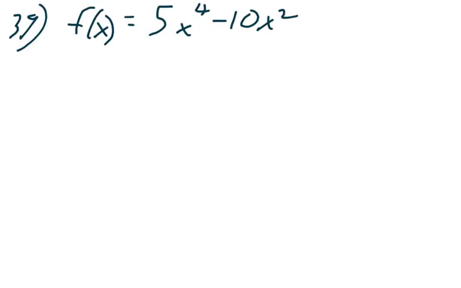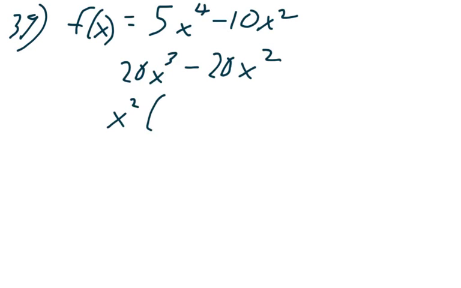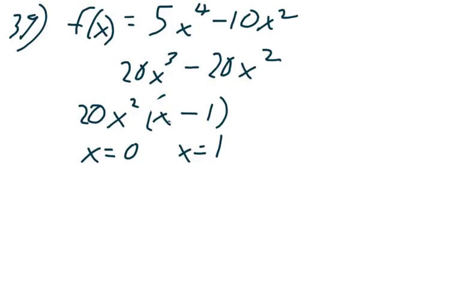Alright, for number 39, we are going to find the relative minimum value on the interval from -3 to 0. So we do 20x to the third minus 20x squared, and then we take 20x squared out, and we get x minus 1. So we got x equals 0 and we got x equals 1.